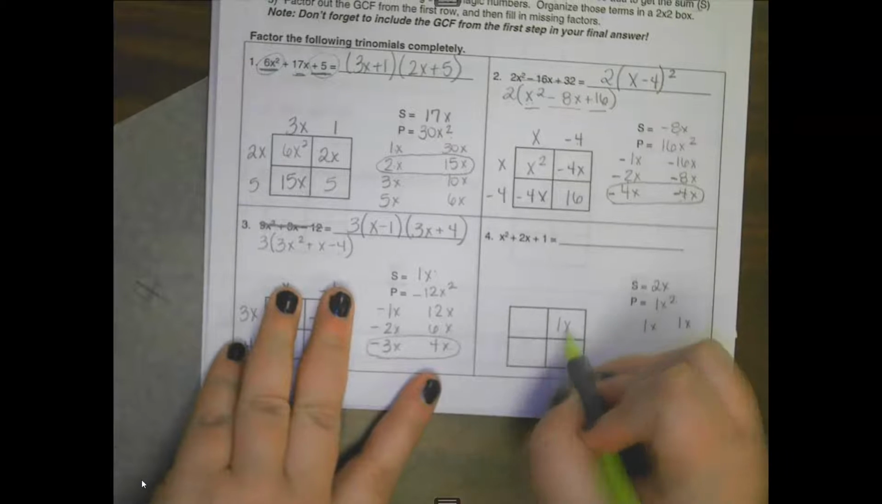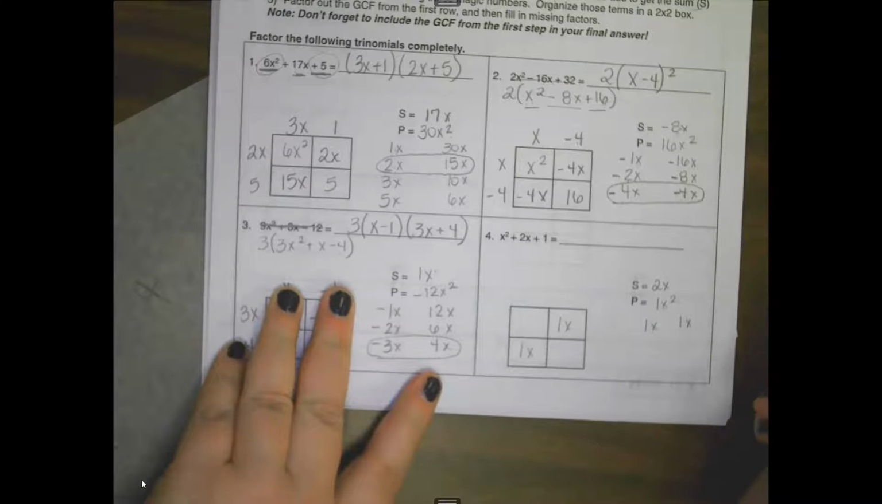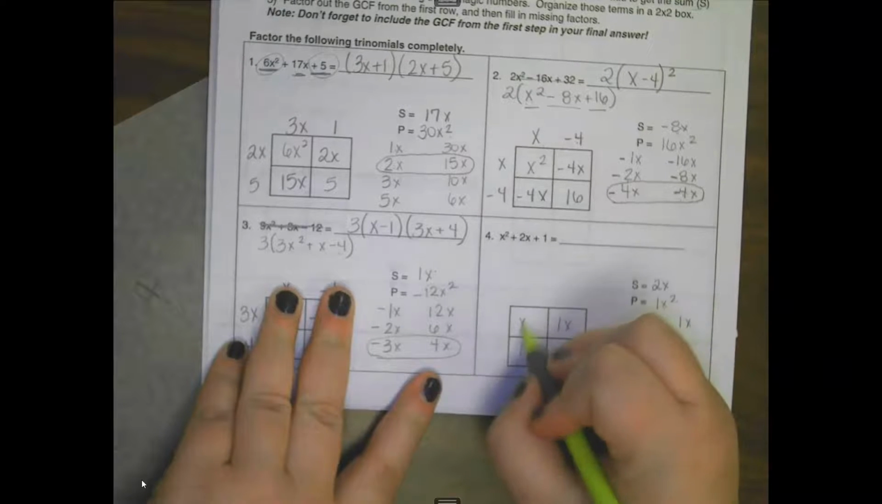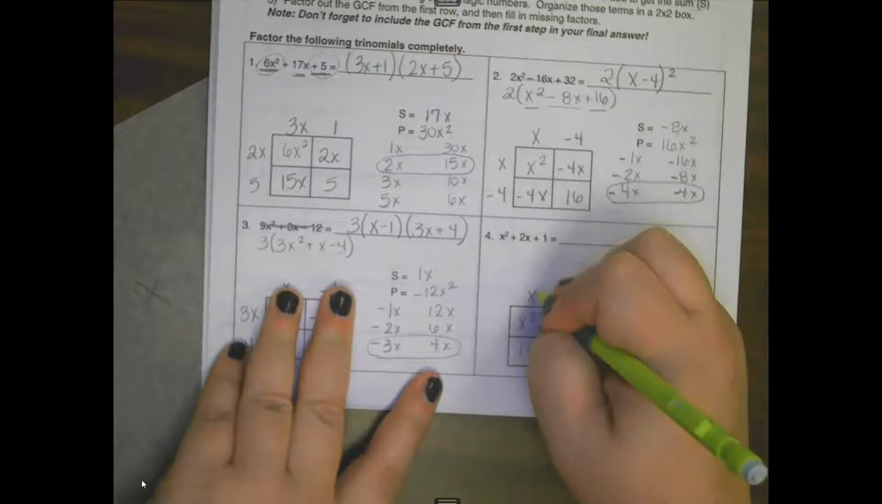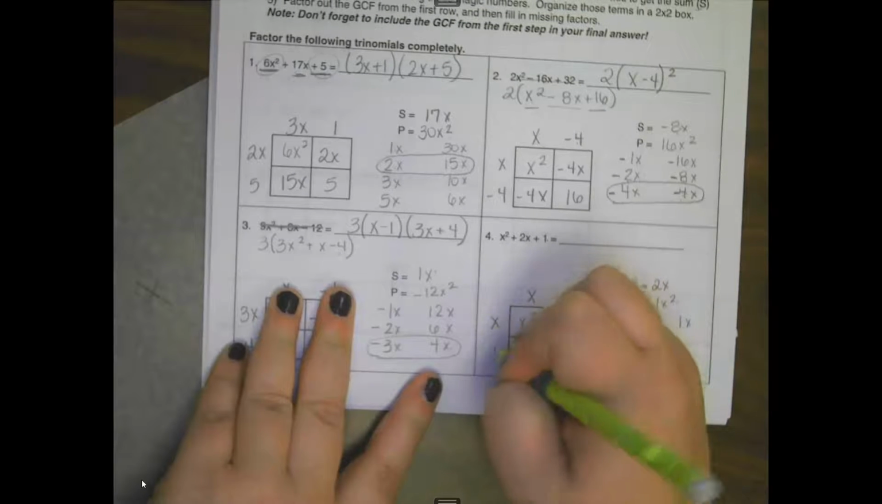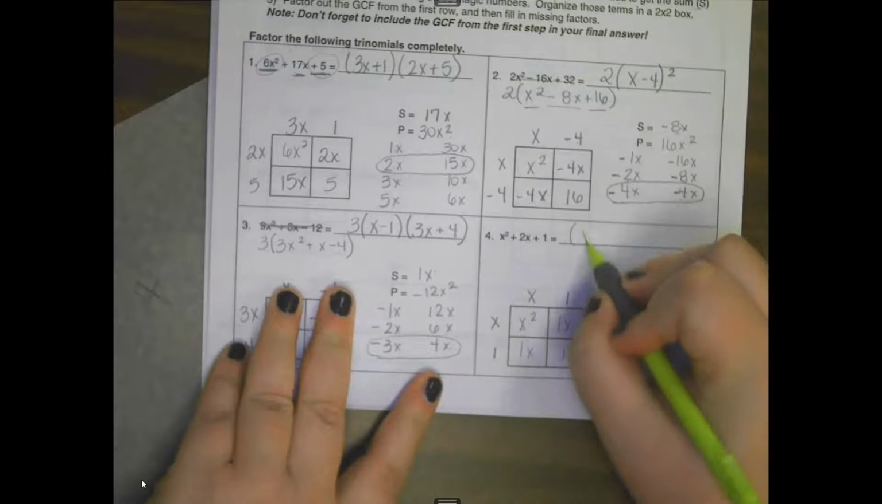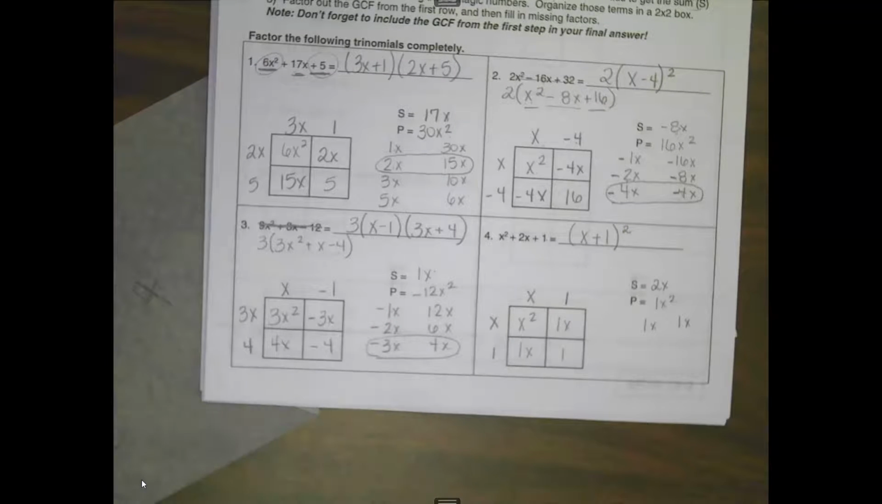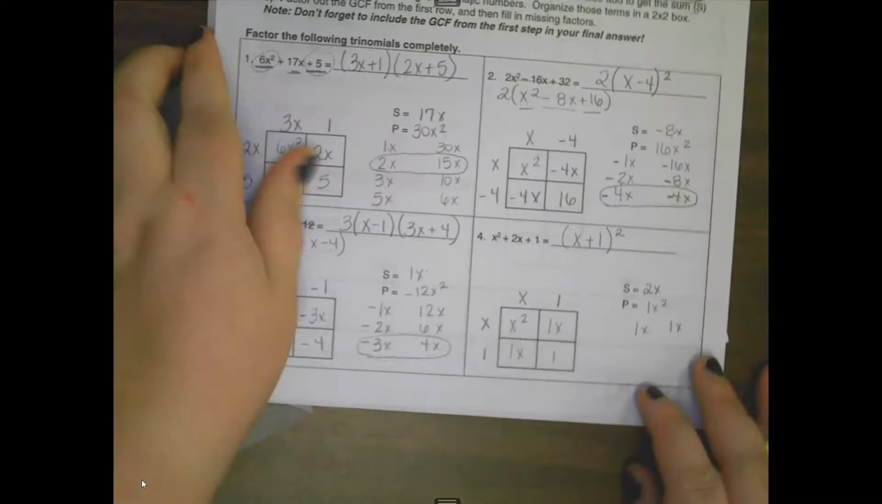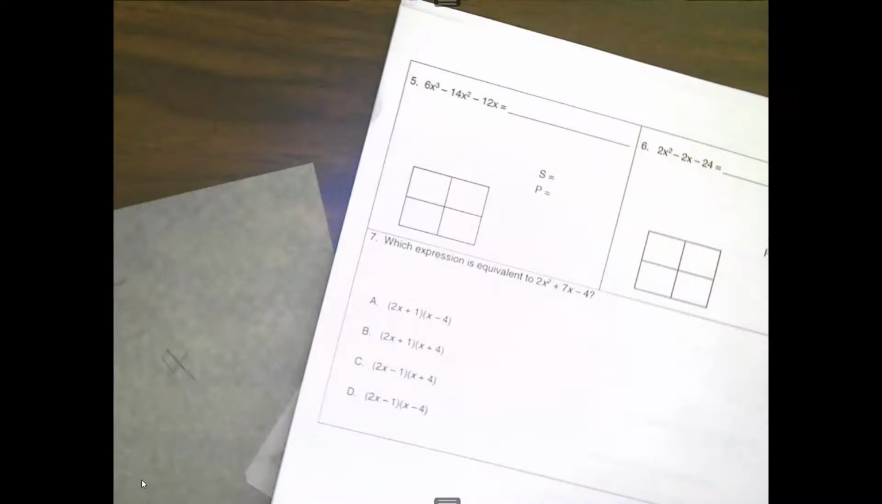So 1x, 1x. Add my first term, my last term. Factor them out. I get x plus 1, and I get it twice, so I'm going to square it. All right, let's look at example 5.